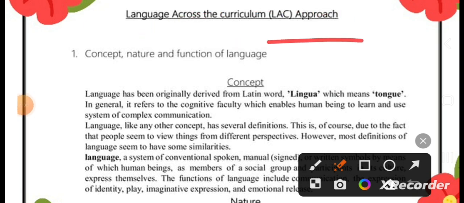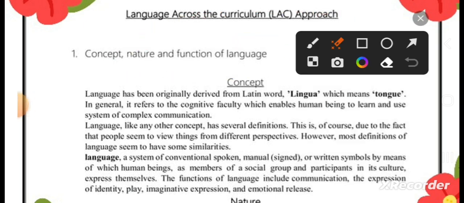Language across curriculum approach. Concept, nature, and function of language. Concept. Language has been originally derived from the Latin word lingua, which means tongue. In general, it refers to the cognitive faculty which enables human beings to learn and use systems of complex communication. Language has several definitions. Language: a system of conventional spoken, manual, signed or written symbols.